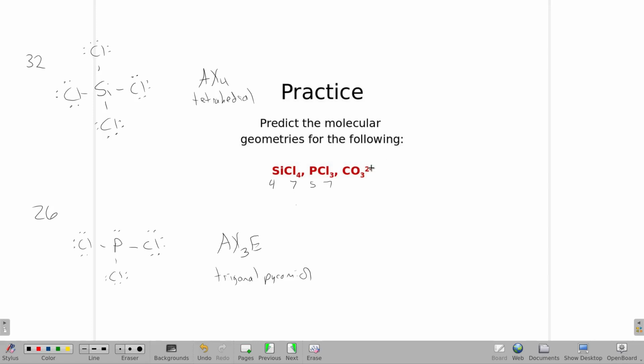And our last one, CO3 2-. Got 4 from the carbon, 6 from each oxygen. That would give me 22 electrons, and that gives me 30. That 2 minus adds 2 more to it. So, carbon surrounded by 3 oxygens. 2, 4, 6, 8, 10, 12, 14, 16, 18, 22, 24, 26. I didn't count something right.